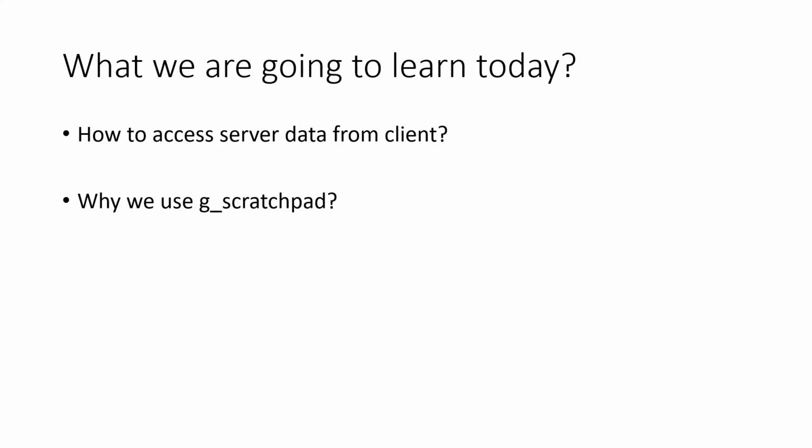So first we will see the different ways to access server data from the client. Next, we will see the topic of today's class, that is g_scratchpad. We will see why we use g_scratchpad, how it works, how you can declare it, and how useful it is. There are also some drawbacks of g_scratchpad, and I'm going to discuss those with you. And finally, two very interesting use cases of g_scratchpad. Trust me, the second one will be a more advanced one, but we will solve it together. Okay, so let's start the class.